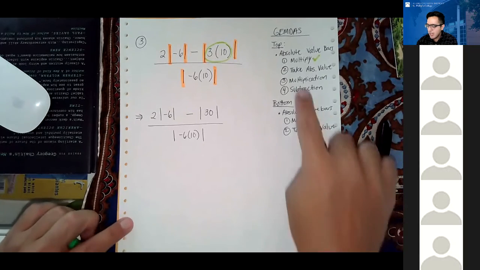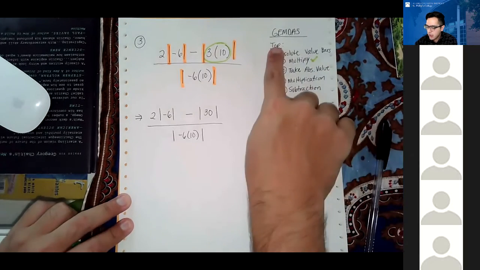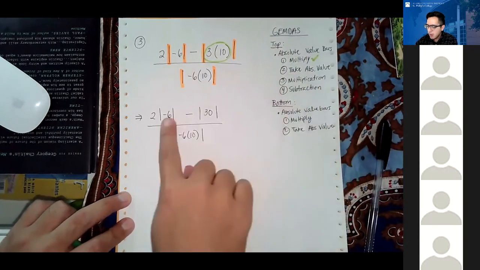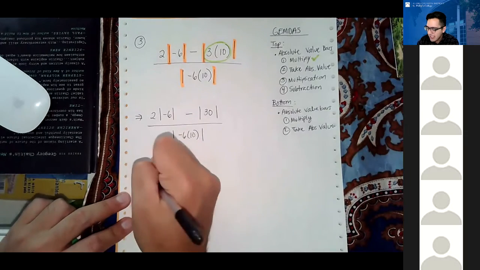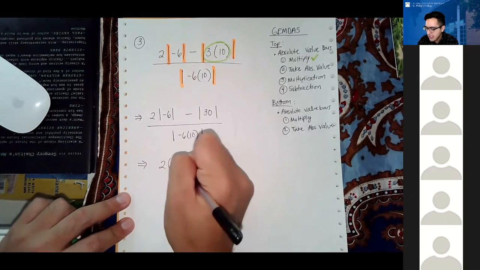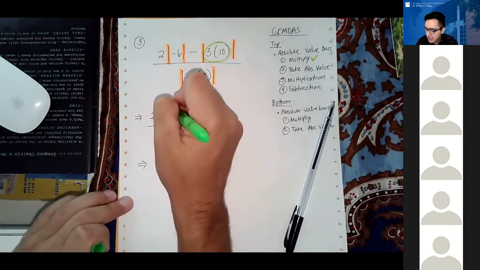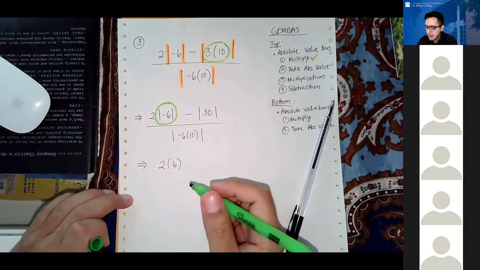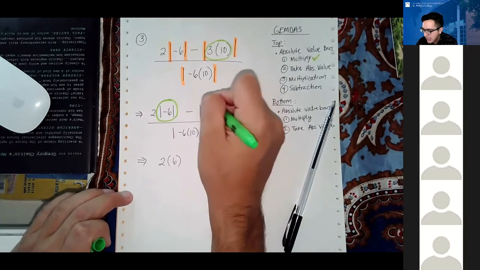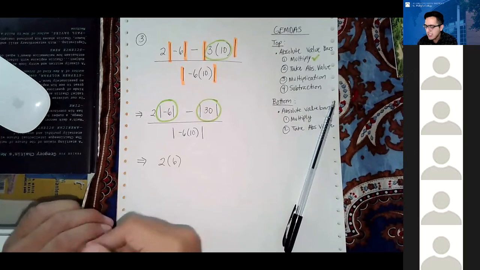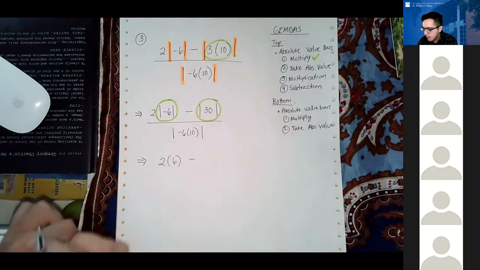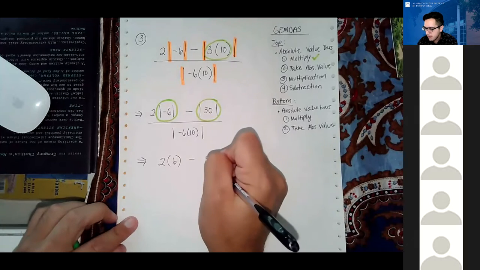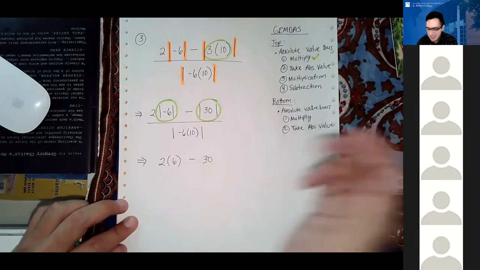Well, now we need to take the absolute value bars. We're working on the top. So what is the absolute value of -6? 6. Yeah, perfect. So we can rewrite this as just 2 times 6 if we wanted to. We're going to take the absolute value of -6, and we could take the absolute value of 30. What is the distance that 30 is from 0 on the number line? 30. Yeah, just 30. No trick question there.